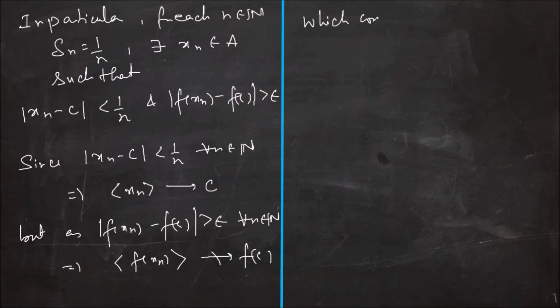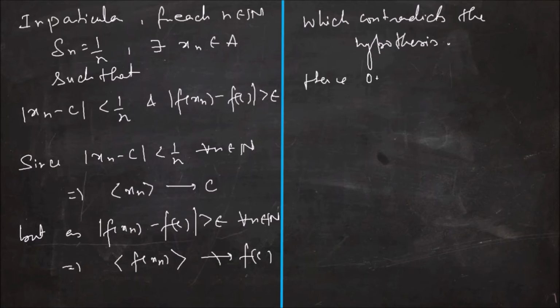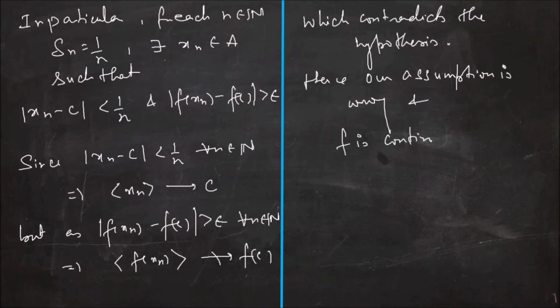Which contradicts the hypothesis. The hypothesis is that for every sequence xn in A that converges to c, the corresponding sequence must converge to f(c), but we have constructed a sequence xn that converges to c such that the corresponding sequence is not converging to f(c). So hence our assumption is wrong and f is continuous at c belonging to A. So this completes the proof of question number 1.